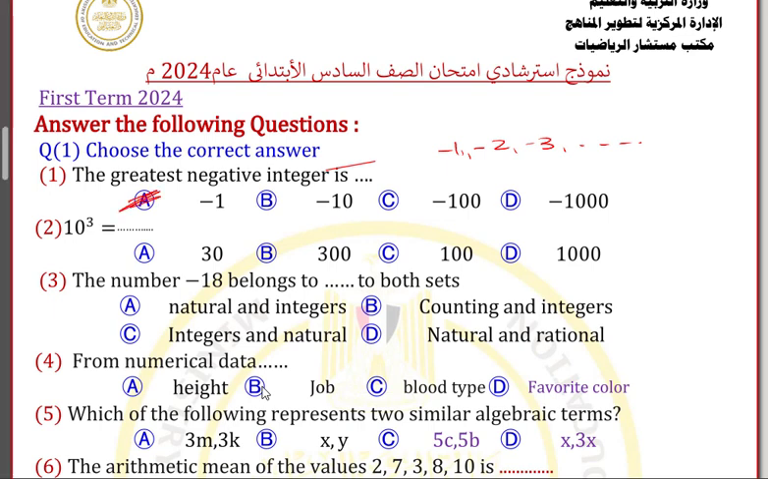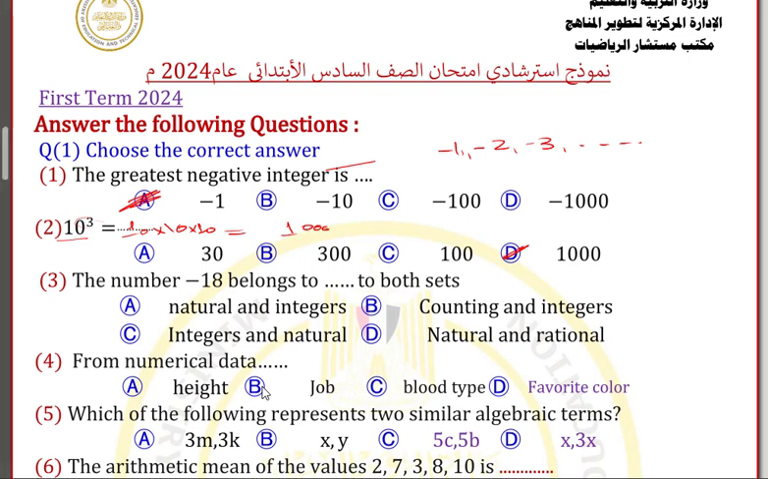Question number 2, 10 power 3 equals space. The power here, or the exponent, means to multiply the base 3 times, so it's going to be 10 times 10 times 10. We will drop down 3 zeros, and 1 times 1 times 1 is 1, so 1000 is the answer.